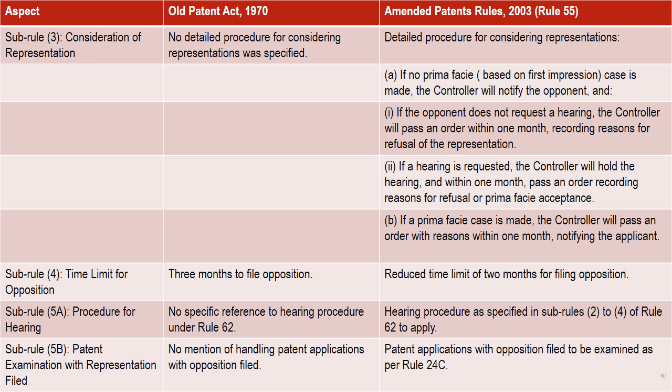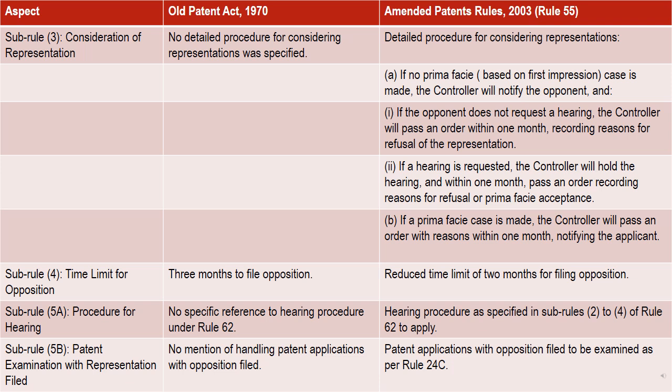Next is if a prima facie case is made, meaning that the opponent's argument has merit. The controller will within 1 month issue an order explaining why the representation is accepted and will notify the applicant. According to the old rule, the older system was less specific in terms of deadlines and the procedure for handling the opposition was more open-ended. The new rule introduces clear deadlines and steps.